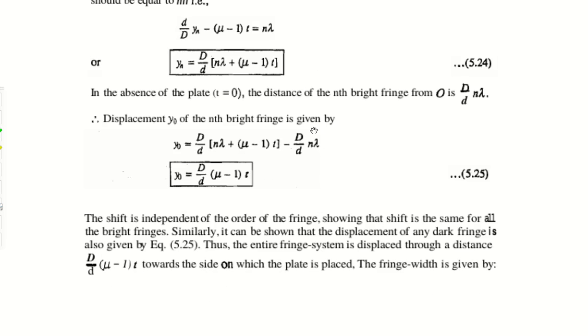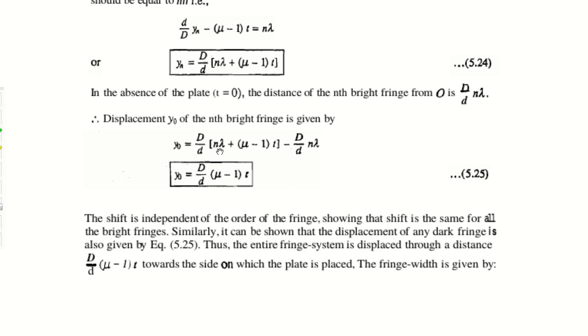Now the central bright fringe. For the central bright fringe, you can take n is equal to 0. You can think that in the previous experiments, the central bright fringe is at a distance 0 from the center. But now see, if you put n is equal to 0, it will give you capital D by small d into (mu minus 1) into t. So the central bright fringe gets shifted by this amount.